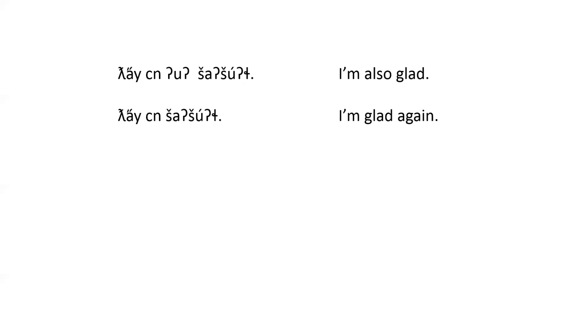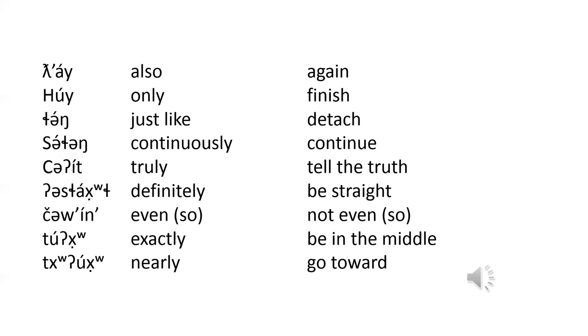Let's check out these two sentences. For example, k'aitsin u shat shor, I'm also glad. K'aitsin shat shor, I'm glad again. The word k'aitsin means also when the u follows, but it means again when the u doesn't follow. By the way, k'ai u'ats is a useful phrase meaning me too. This table shows how the words differ in meaning in the construction with the u and in other constructions.